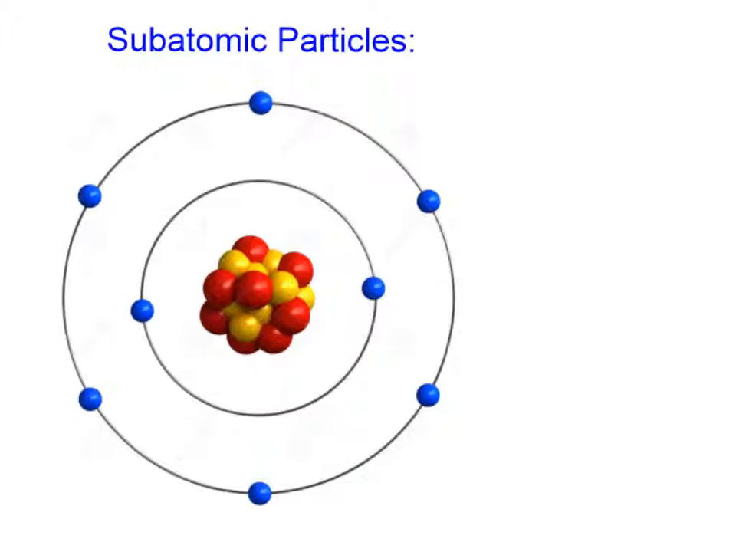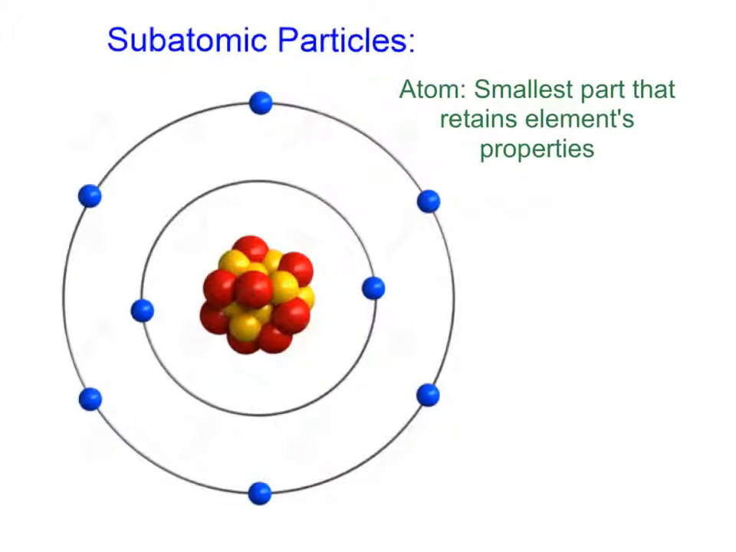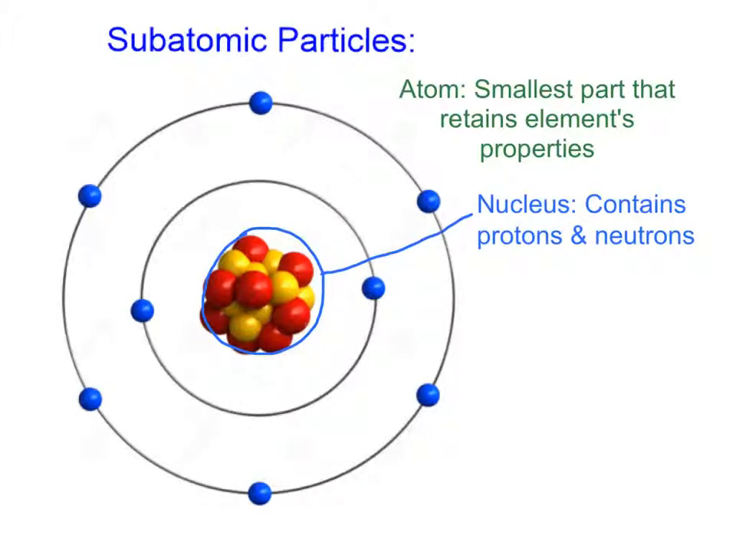So if an element is matter that's composed of only one type of atom, what is an atom? An atom is the smallest particle of an element that retains the element's properties. Atoms have smaller particles called subatomic particles, and there are three of them we're going to look at: protons, neutrons, and electrons.